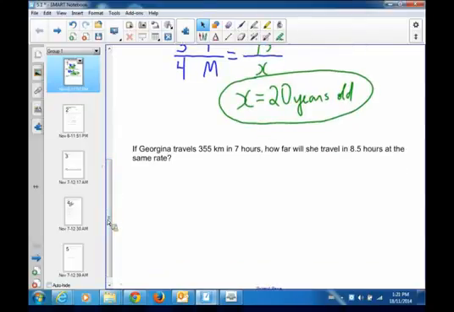How about this one? Set up a ratio. I'm going to let you guys set it up. 355 kilometers per 7 hours. How much distance in 8.5 hours? I'll give you a second here. You already done? No. But you know what to do? You're not done yet. I'm just giving you a chance to do it. Georgina travels, that problem.